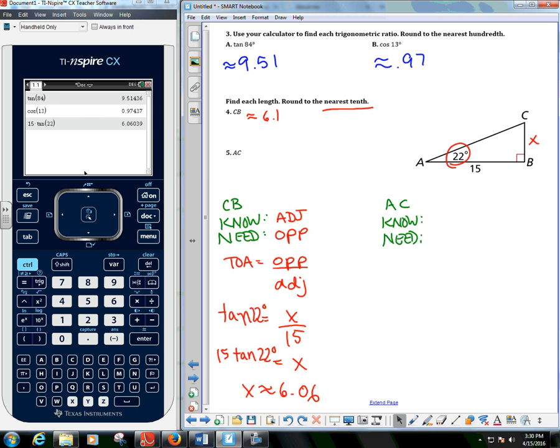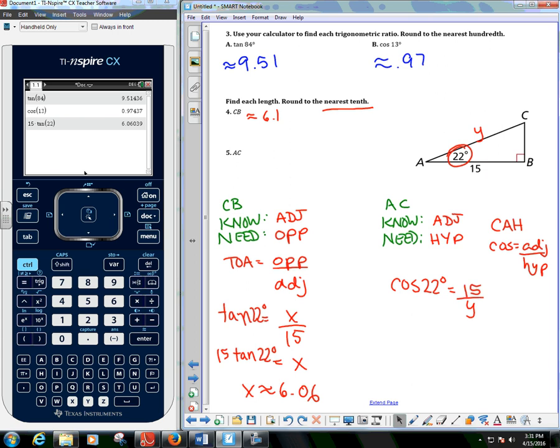All right, let's come over here and talk about AC. So now we're still going to think about everything in terms of this angle that's 22 degrees, but I'm looking for, I'll call it y to minimize confusion. Now I'm looking for the hypotenuse. I still know the adjacent, that doesn't change, but what I need to know is the hypotenuse, and that's the CAH of SOHCAHTOA, which is cosine equals adjacent over hypotenuse. So let's plug in what we know. Cosine of 22 degrees equals the adjacent, which is 15 over y.